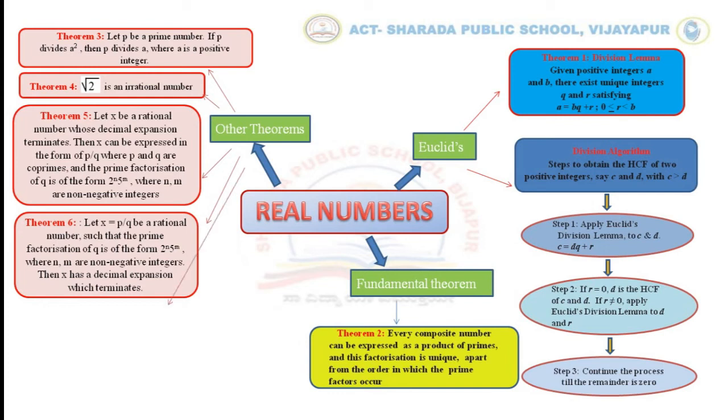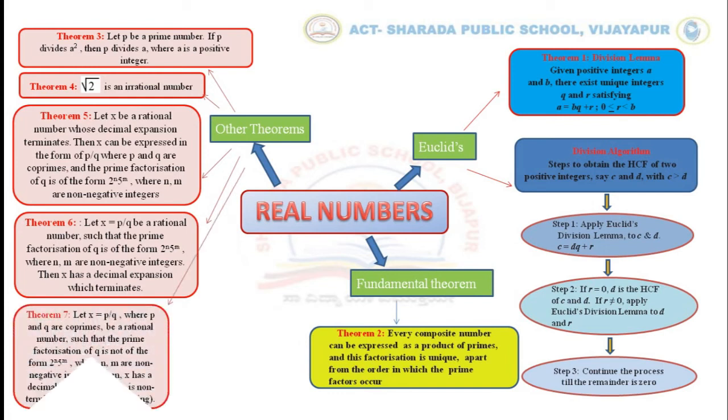Now we'll move to the next theorem, theorem 7. Let x equal p by q, where p and q are coprimes, be a rational number such that the prime factorization of q is not of the form 2 to the power of n into 5 to the power of m, where n and m are non-negative integers. Then x has a decimal expansion which is non-terminating and repeating.